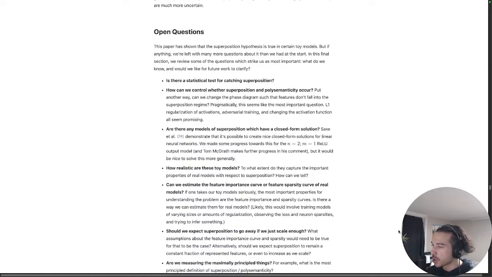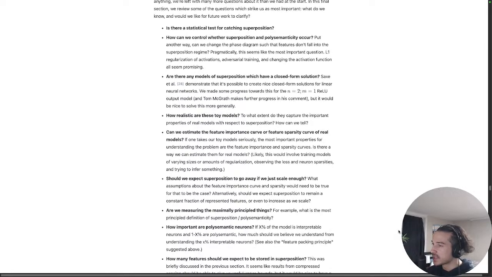We made some progress toward this for the n equals 2, m equals 1 ReLU output model, and Tom McGrath makes further progress in his comment, but it would be nice to solve this more generally. How realistic are these toy models? To what extent do they capture the important properties of real models with respect to superposition?